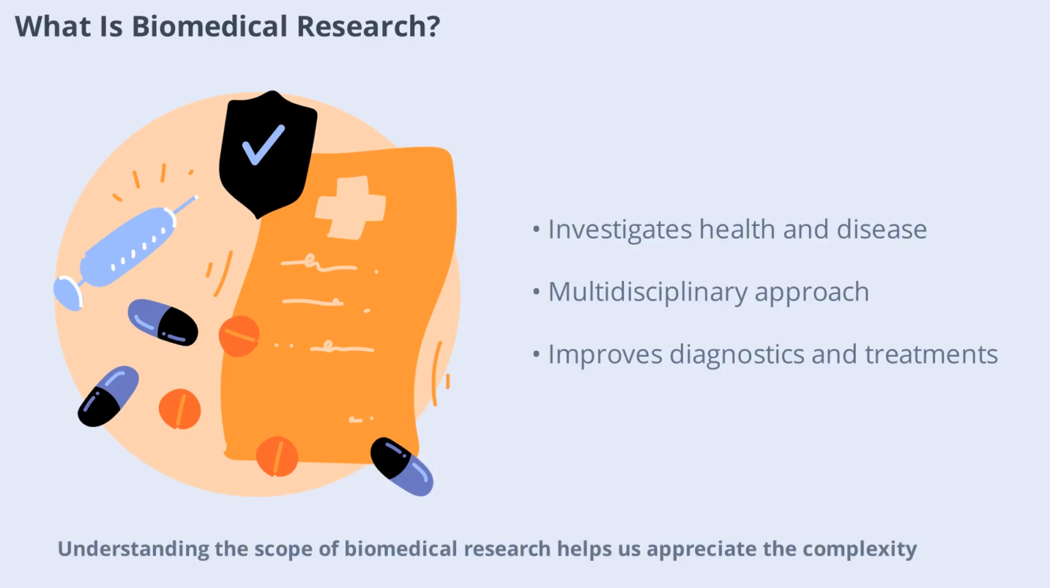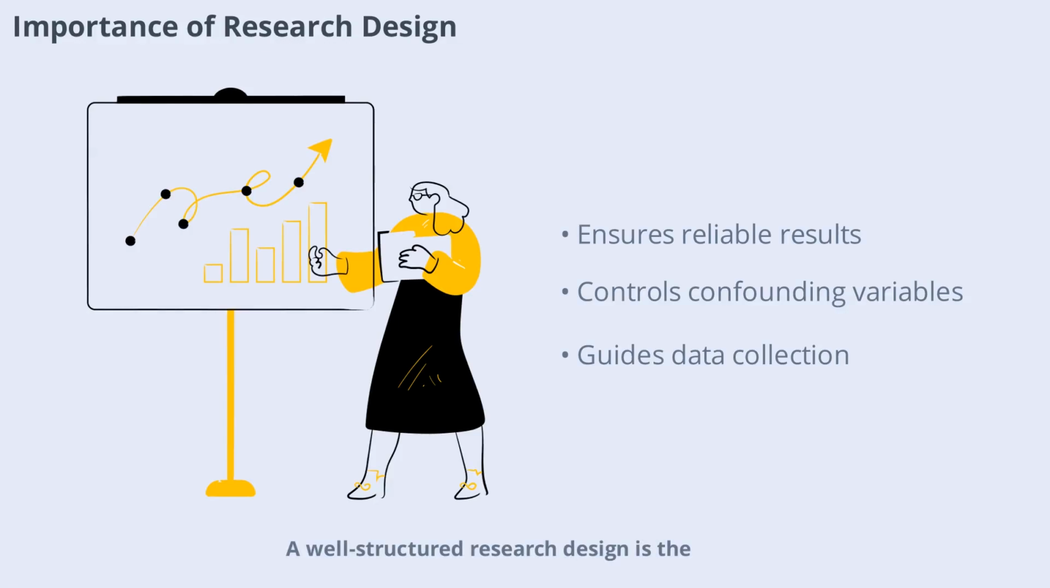Understanding the scope of biomedical research helps us appreciate the complexity and importance of designing robust studies that can withstand scientific scrutiny. Well-structured research design is the backbone of any successful biomedical study. It provides a clear plan for collecting, analyzing, and interpreting data. Without a solid design, studies may yield unreliable or biased results, wasting valuable resources and potentially leading to incorrect conclusions. Research design ensures that the study addresses the research question effectively, controls for confounding variables, and produces results that can be replicated and trusted. In biomedical research, where findings can impact patient care and public health, the stakes are especially high.